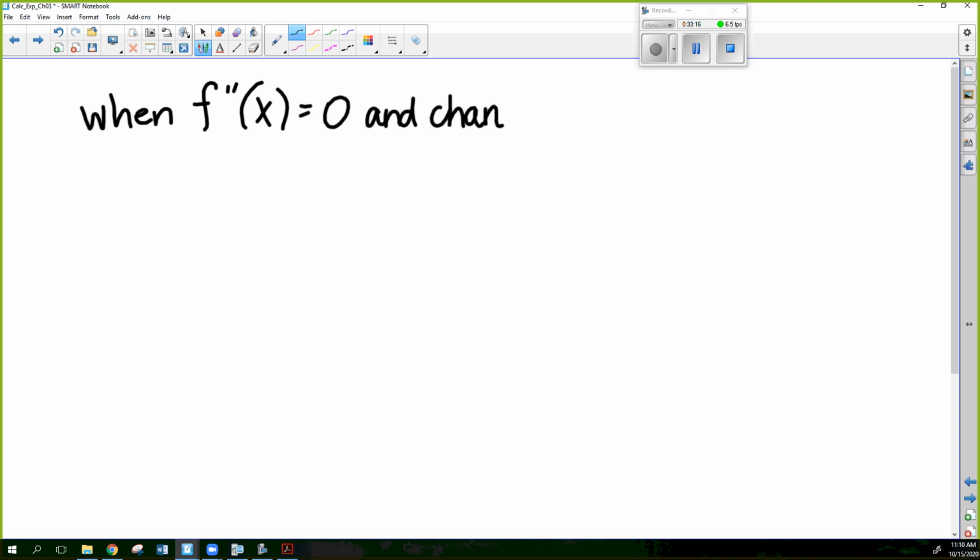this one out. What happened when the first derivative equaled 0 and changed sign? The original had a relative extreme. So if the second derivative equals 0 and changes sign, then the first derivative has a relative extreme.